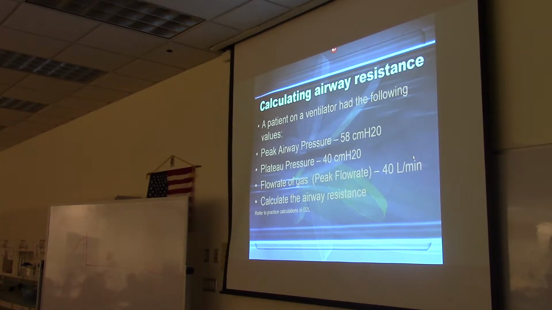Patient on a ventilator has the following values. The peak airway pressure is 58 centimeters of water. The plateau pressure is 40 centimeters of water. The flow rate of gas is 40 liters a minute, and it wants you to calculate the airway resistance. So pressure on the top, flow on the bottom. Pressure over flow.